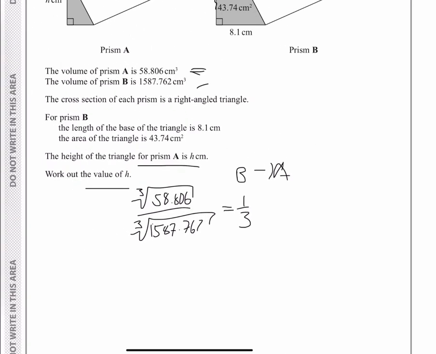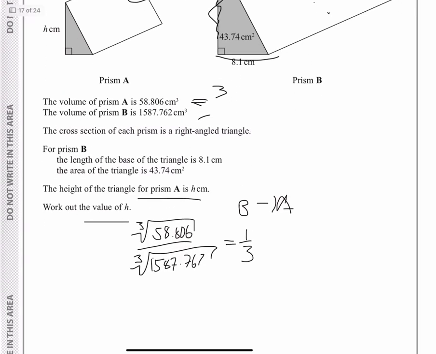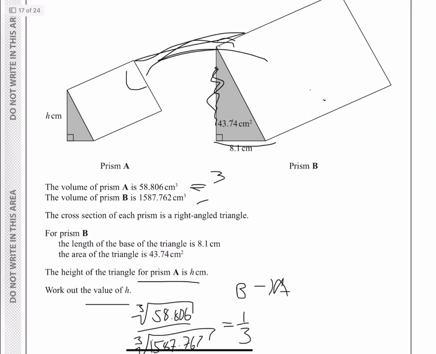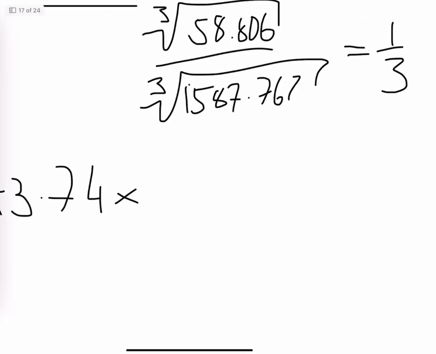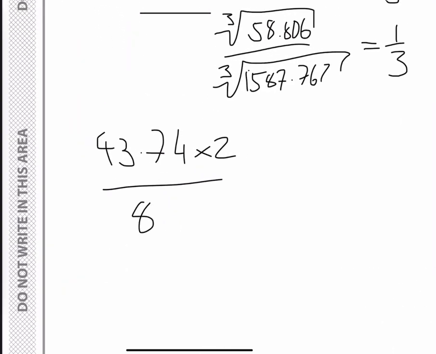So that's our ratio, okay? Between lengths, remember, because volumes are cubed, areas are squared, and heights are lengths, okay? So now we've got this, we can now work out that length, which is awesome, okay? So we've got 43.74. Remember, if I imagine this was a rectangle, I can then just divide it through by that to get the height. So I'm going to times that by 2, and then I'm going to divide that by 8.1. And what will that get me?